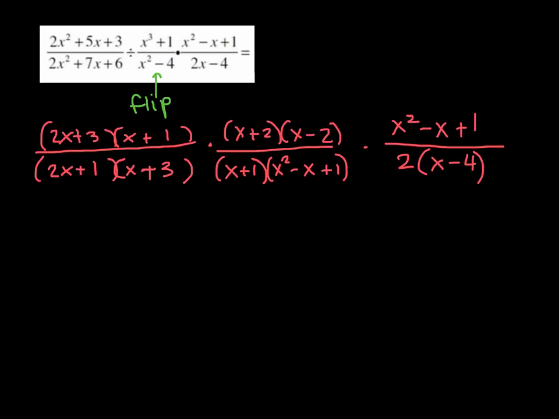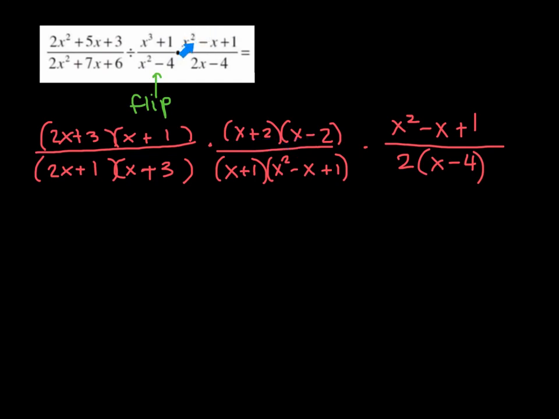Okay, so the first thing I want you to see is that I factored the numerator and the denominator here. I flipped this guy because dividing fractions is easy as pie. Flip the second and multiply. This is the sum of cubes, which would factor like this. This is the difference of squares, which would factor like this.